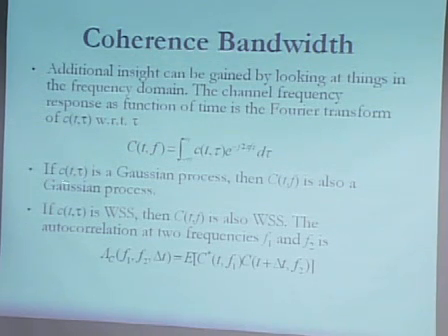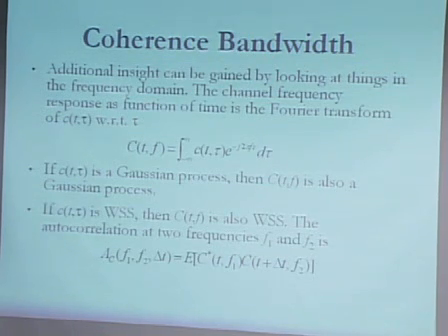Now, if little c in the time domain was a Gaussian process, as we've often taken it to be, then capital C is also a Gaussian process because Fourier transformation preserves Gaussianity, so that's good news for us. And furthermore, if little c was wide-sense stationary, as we always assume it to be, then capital C is also going to be stationary. So that's also good news.